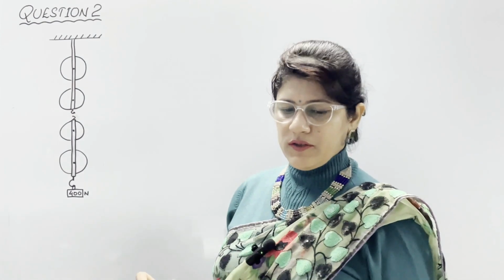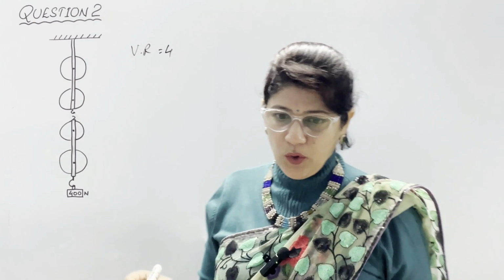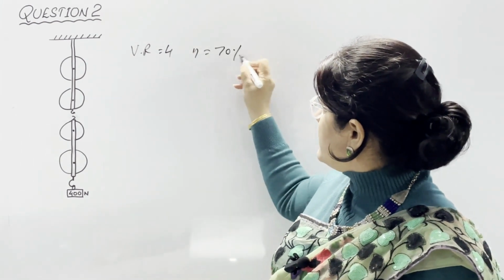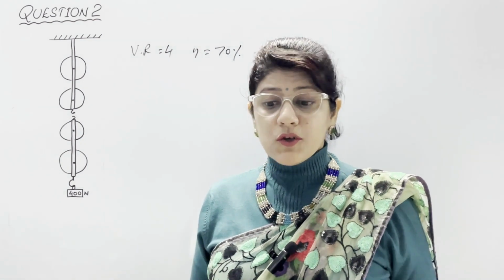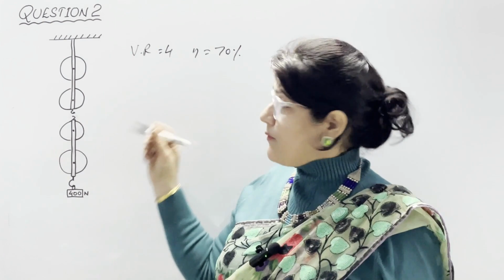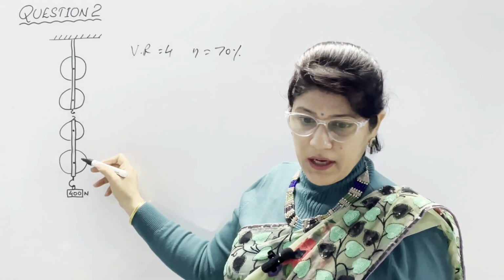In question number 2, part 1, a pulley system has a velocity ratio of 4. VR, velocity ratio, is given as 4, and efficiency of 70%. Draw a labelled diagram of this pulley system. You can see if VR is 4, then we need to draw 4 pulleys in this diagram.